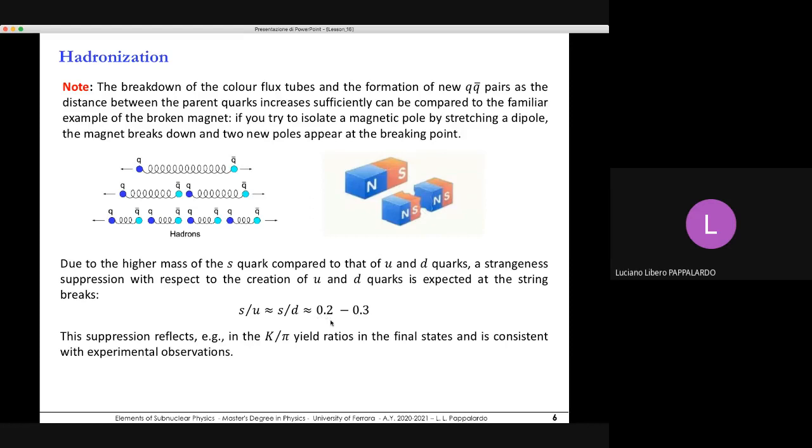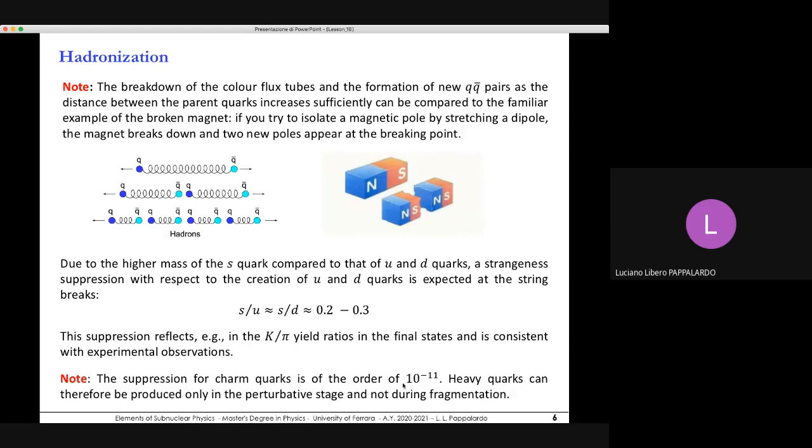And so the ratio in the produced yield in the final states essentially gives you an indication of this suppression factor. What about heavier quarks? So, for instance, the charm quark. In this case, the suppression factor is totally huge. Okay, it's of order 10 to the minus 11. So essentially no way you can produce c c-bar or b b-bar quarks from this string break mechanism. Okay. Heavy quarks can only be produced in the perturbative stage and not during the fragmentation. The fragmentation, as we will see in a moment, essentially belongs to the non-perturbative regime of QCD.